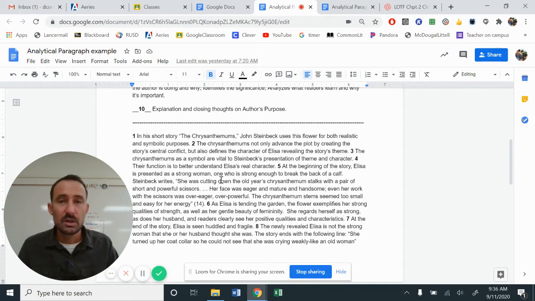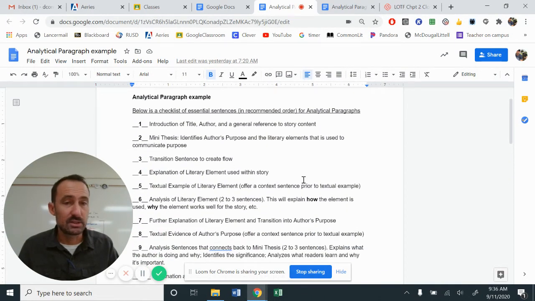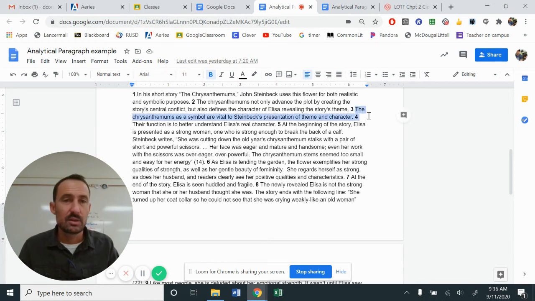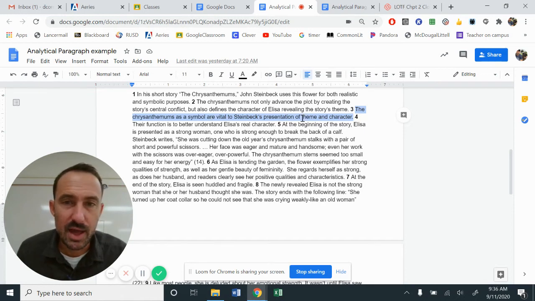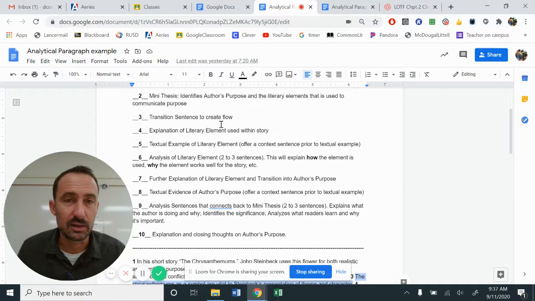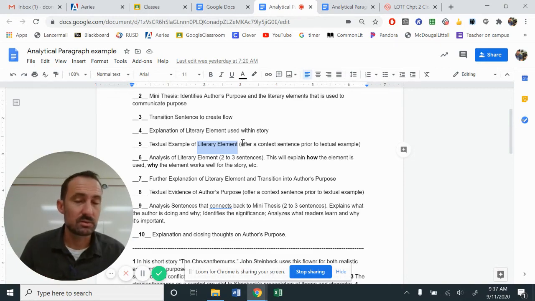Okay. So sentence number 3 is a transition sentence to help create flow. Here's my third sentence. The chrysanthemums as a symbol are vital to Steinbeck's presentation of theme and character. Super simple. These items help convey the author's presentation of character and theme. So the idea here is that theme and character are part of my literary elements, right? The chrysanthemums as a symbol, that's my literary element. Okay, if you look up here, that literary element that needs to be used, explain the literary element, we've got the symbolic nature. Something represents something else, a symbol.